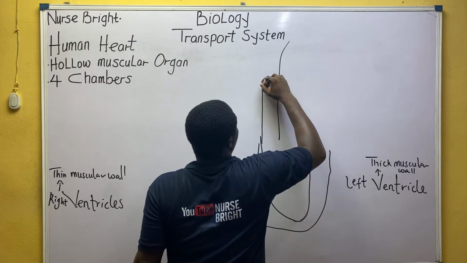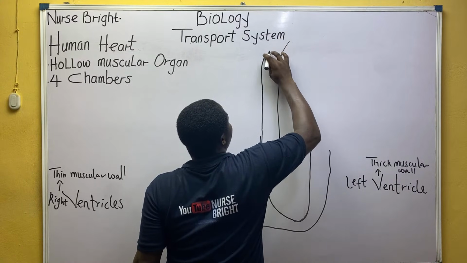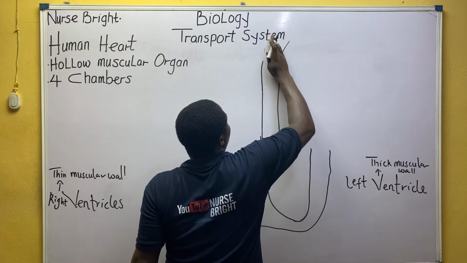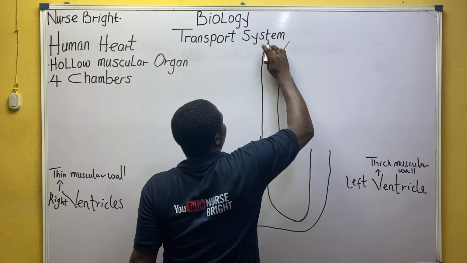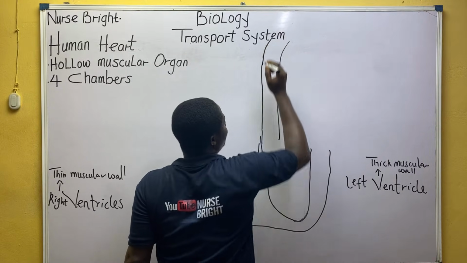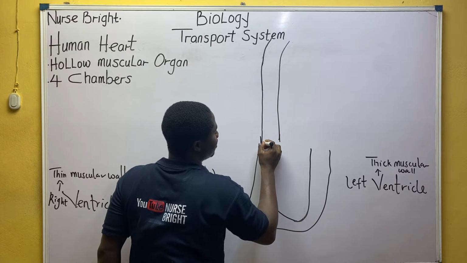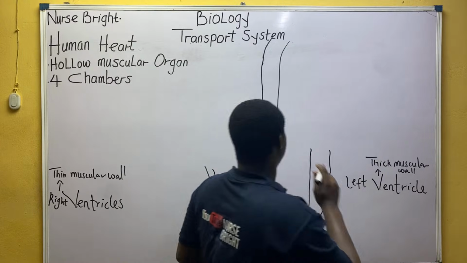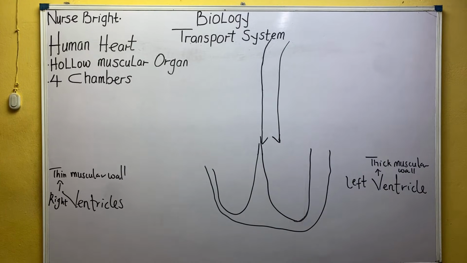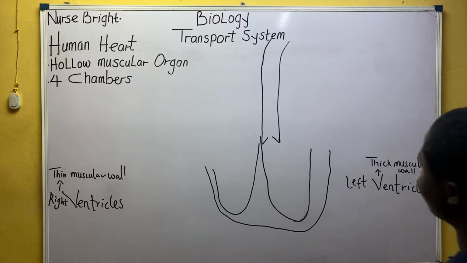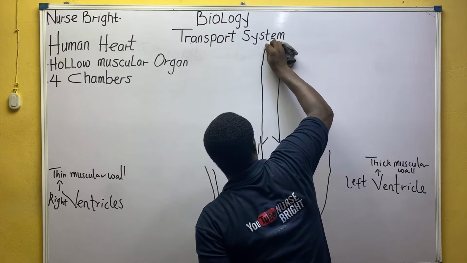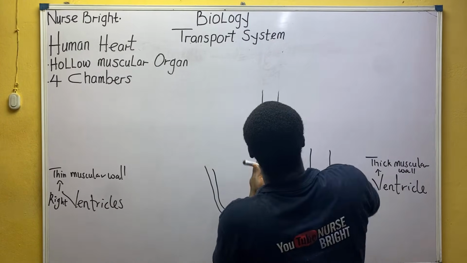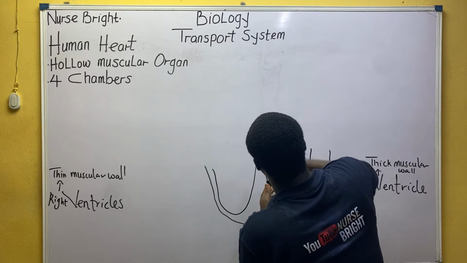It's a very big blood vessel, everybody. I will tell you the name. Just know that in the left ventricle, there is something that comes out from the left ventricle. I will tell you, but before I do that, let me just draw it in.